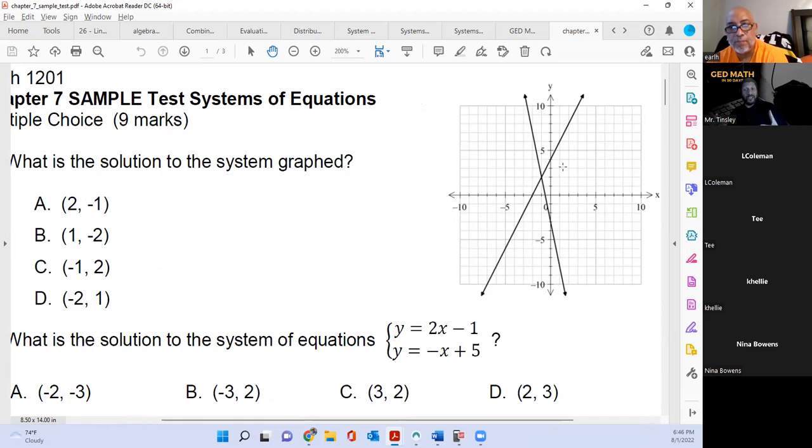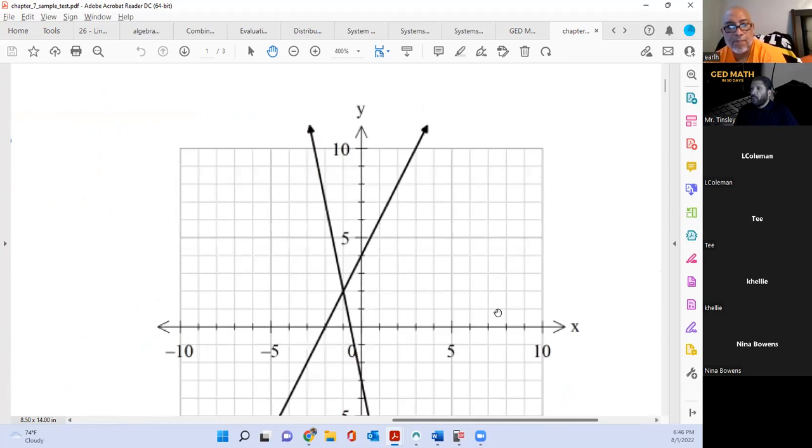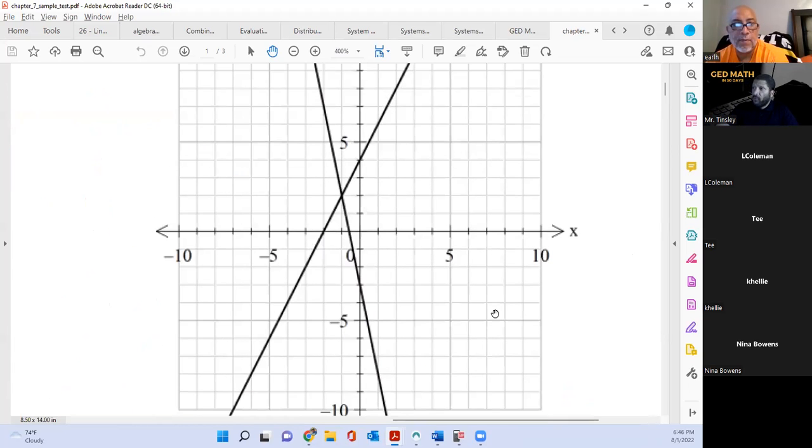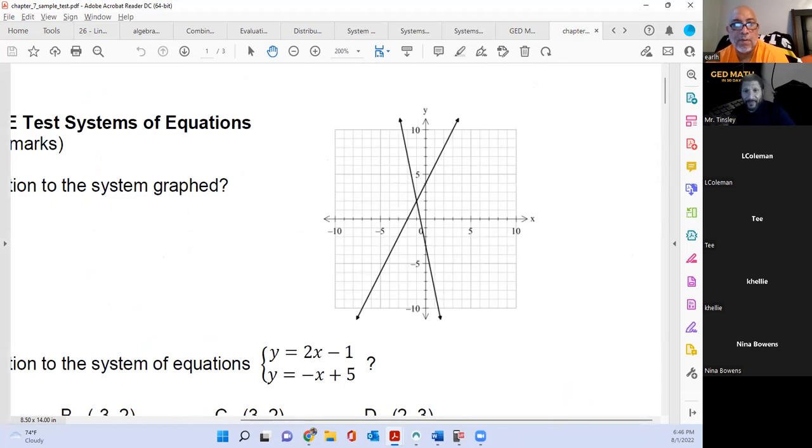So remember, a system of equations is just more than one equation. What point would solve both of these equations? How would we know? Where do we look on this graph to know which point satisfies both of these equations? Can anybody tell me? We look for where they intersect.